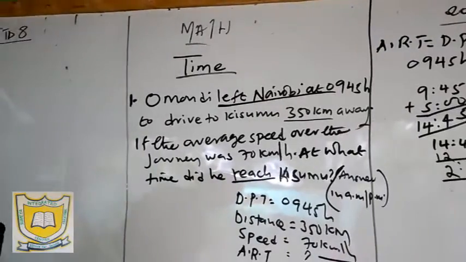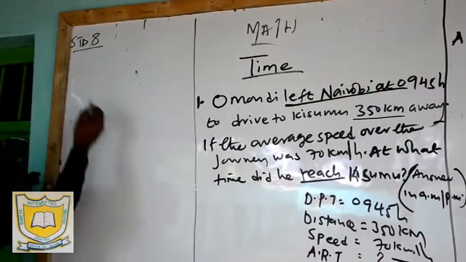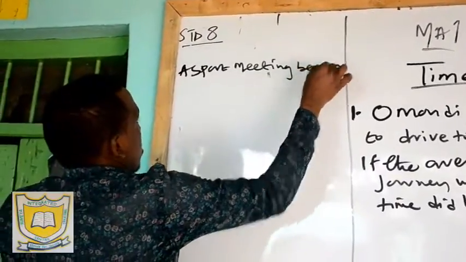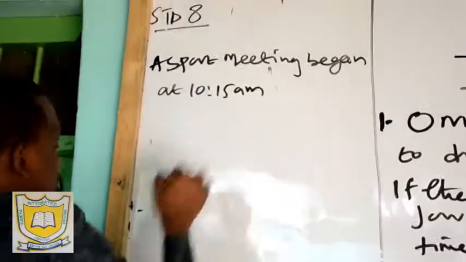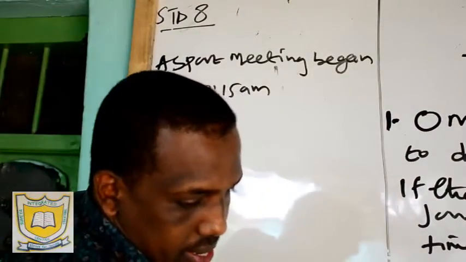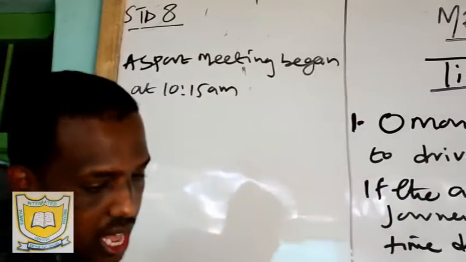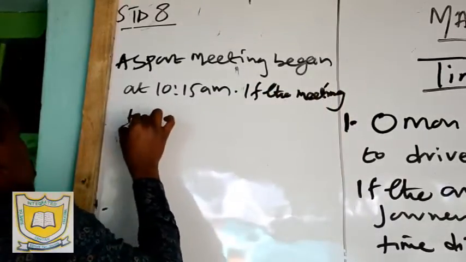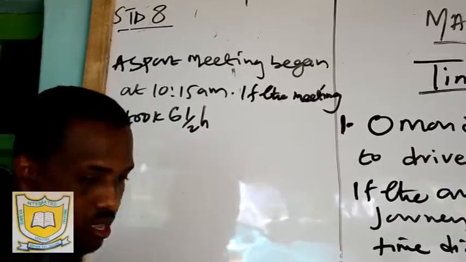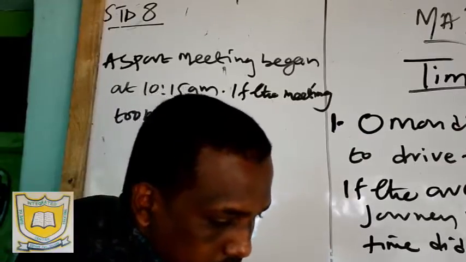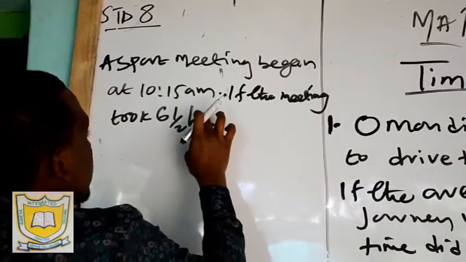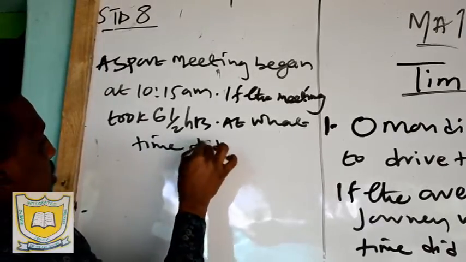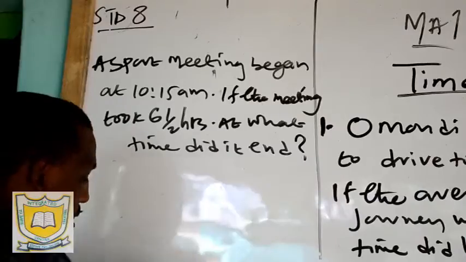There's another question here. You are told a sport meeting began at 10:15 in the morning, at 10:15 a.m. If the meeting took 6.5 hours, then the question is asking, at what time did it end?